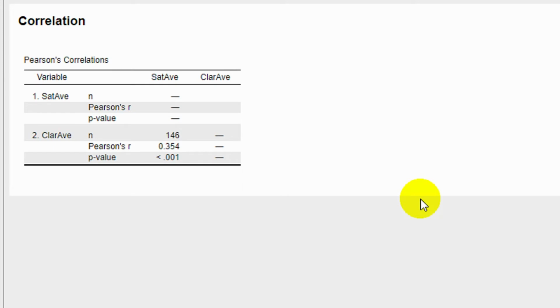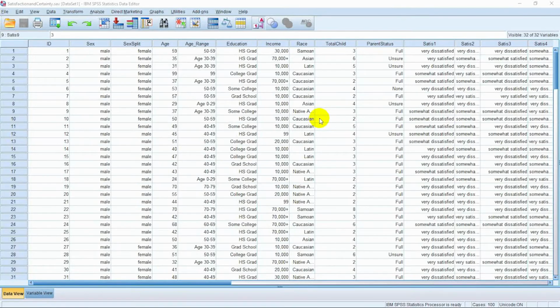So what we can see here is that whenever life satisfaction increases, then there is also a chance that life certainty of a person would also be increasing. And if one decreases, the other one decreases. So this is what is meant by correlation. Now I'm going to show you how you can run the data on SPSS.